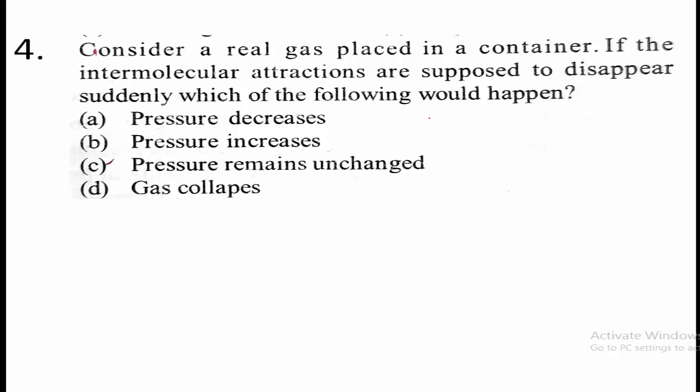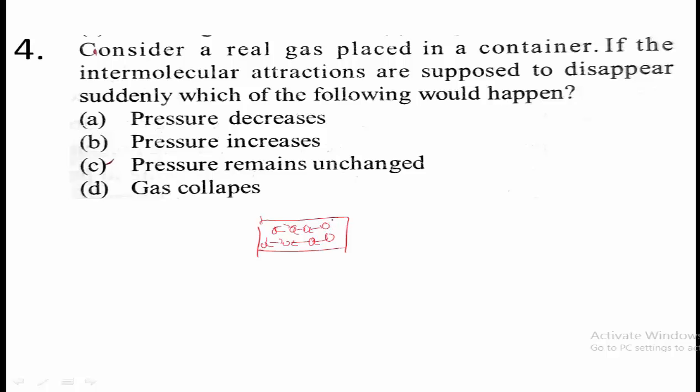Fourth one, consider a real gas placed in a container. If the intermolecular attractions are supposed to disappear suddenly, which of the following would happen? A real gas is placed, and in that real gas the intermolecular attractions disappear. As you know, when the real gas is taken, there will be presence of intermolecular forces. In an ideal gas there are no intermolecular forces, but in a real gas there is a presence of weak intermolecular forces.